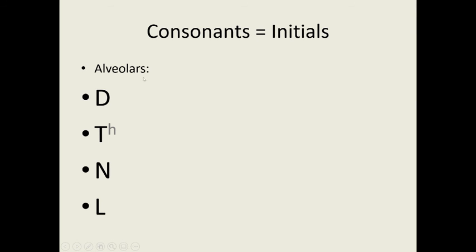And then our alveolars, we have D for D, T for T, N for N, and L for L. So they sound the same as English, except T has a little bit more air. It's aspirated. T.